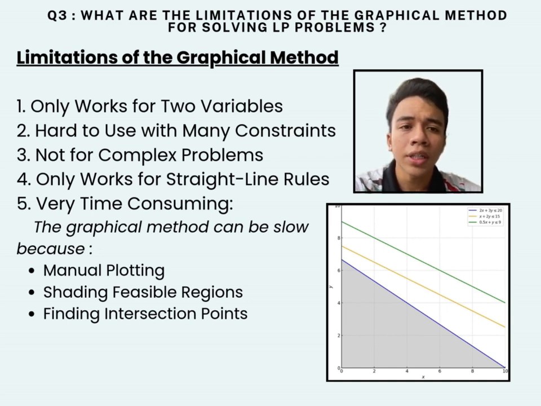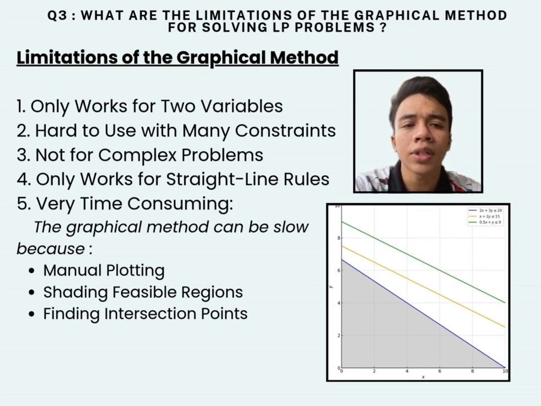There are several limitations of the graphical method. First, it only works for two variables. This method can only handle problems with two variables, like x and y, because we can only draw two dimensions on the graph. Secondly, it is hard to use with many constraints. If there are too many conditions, the graph will get messy and it becomes difficult to find the area where all the rules are satisfied.